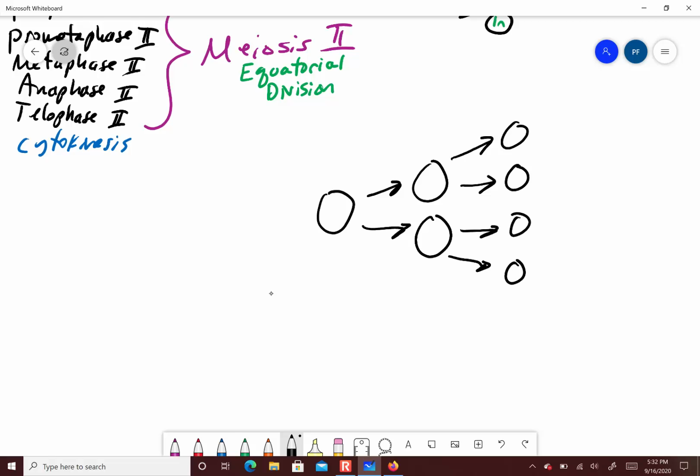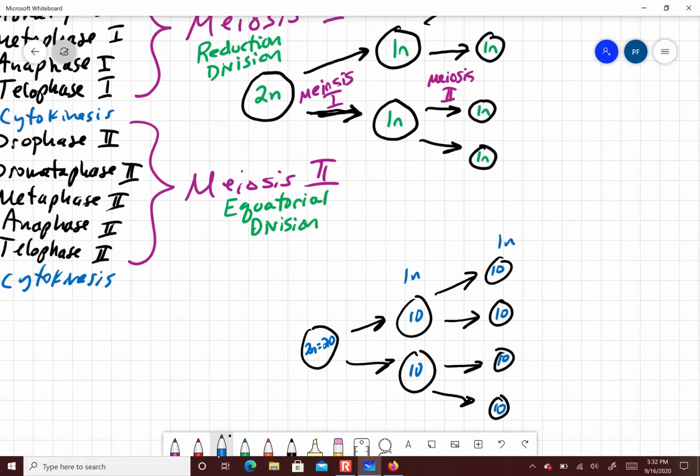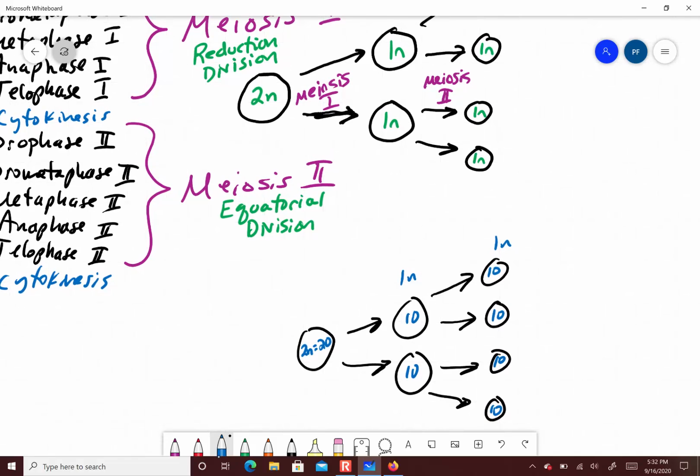Right, so if we know in this cell here that 2N equals, let's say, 20, then these cells are 1N, so this is 10 and 10. And then these stay as 10, right? So we can still do the same thing with the numbers that we have. You got to understand that that first division we're splitting in half instead of keeping it the same. Mitosis, from before, we always want to keep it the same.